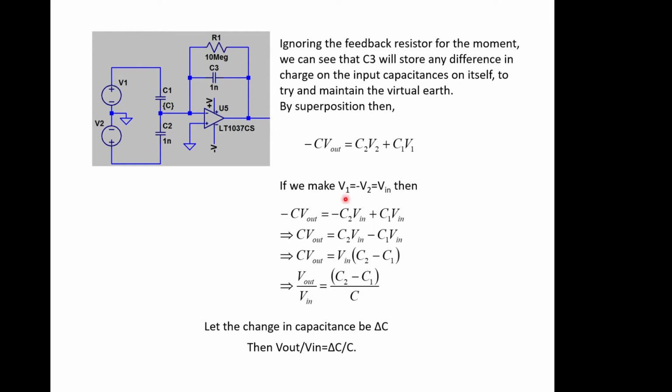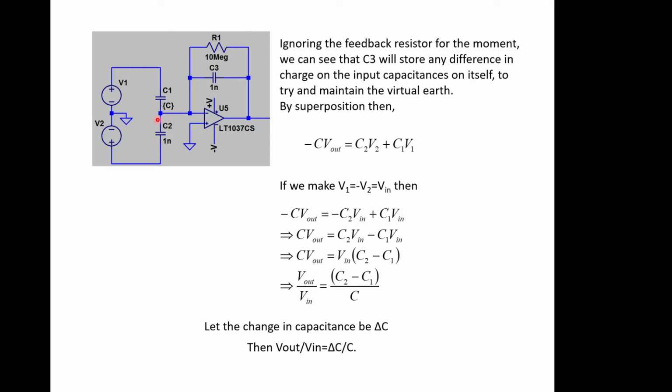So if you then say, I will make V1 equal to minus V2, i.e. these are in antiphase of each other, and we just call that V in, we end up with minus C V out is equal to C2 plus C1 times V in, and if you manipulate that through, we end up with V out over V in is equal to C2 minus C1, the difference of these two capacitances, over C. So as this difference changes, the output will change. So if you let this change in capacitance be called delta C, so C2 minus C1 is delta C, then V out over V in becomes delta C over C.